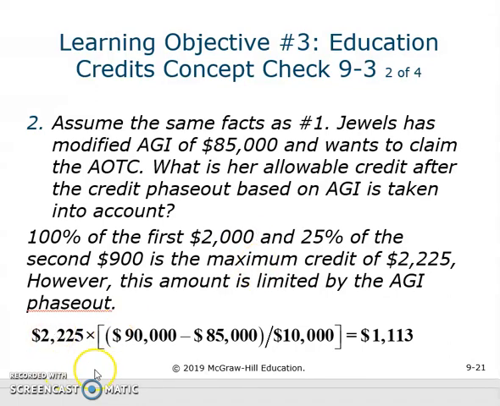So we would take the allowable credit and multiply it by 90,000, which is the top end of the phase out for a single individual for this tax credit, the AOTC, minus 85,000, which is Jules' modified AGI. And we're going to divide that by 10,000, which is the phase out range for this credit, which will give Jules an allowable tax credit of $1,113.